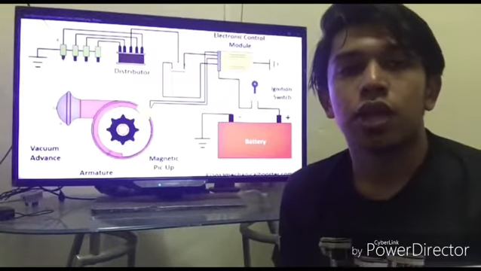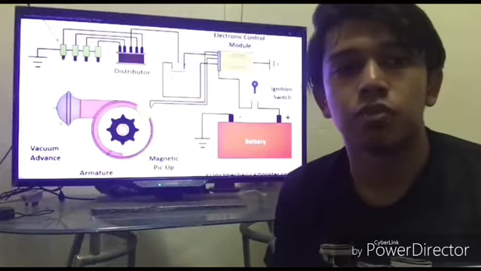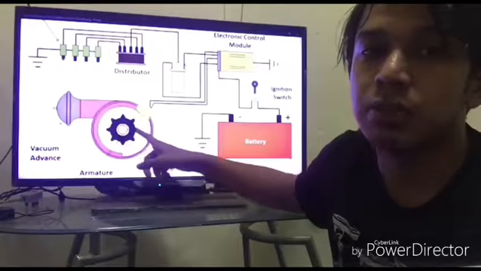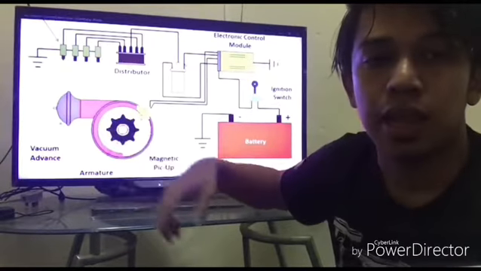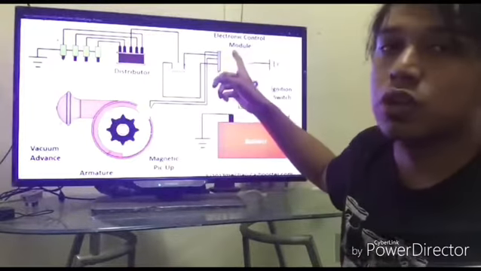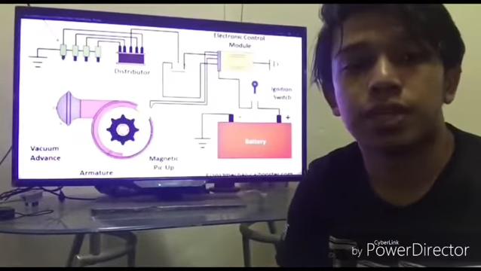Today I want to talk about how the electronic ignition system works. In the electronic ignition system, the breaker point is replaced by the armature, and the function of the armature is to send signals to the electronic control module to make and break the circuit.